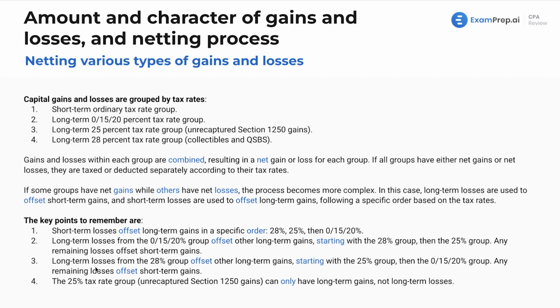Then point 3, long-term losses from the 28% group offset other long-term gains, starting with the 25% group, then the 0, 15, 20 group. Any remaining losses then offset any short-term gains. And then lastly, the 25% tax rate group.